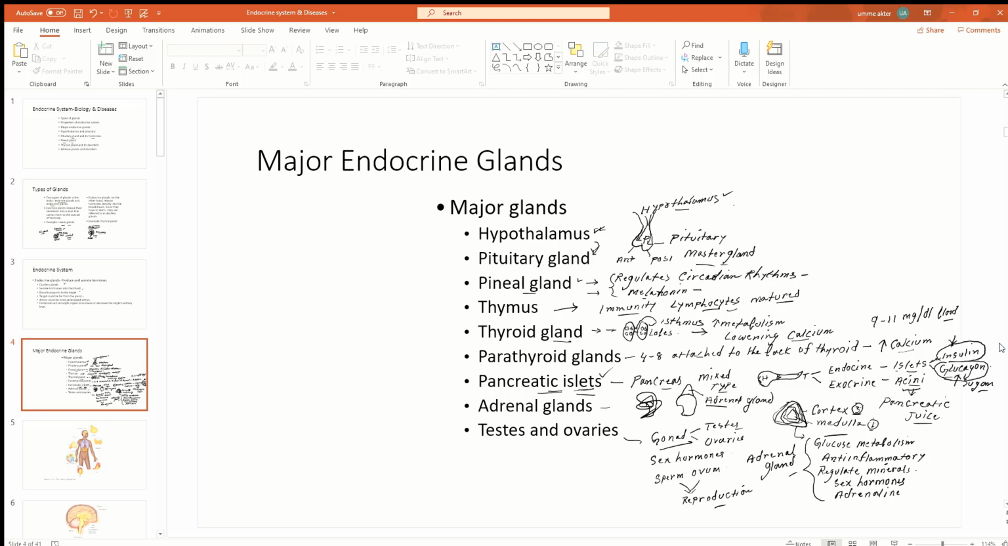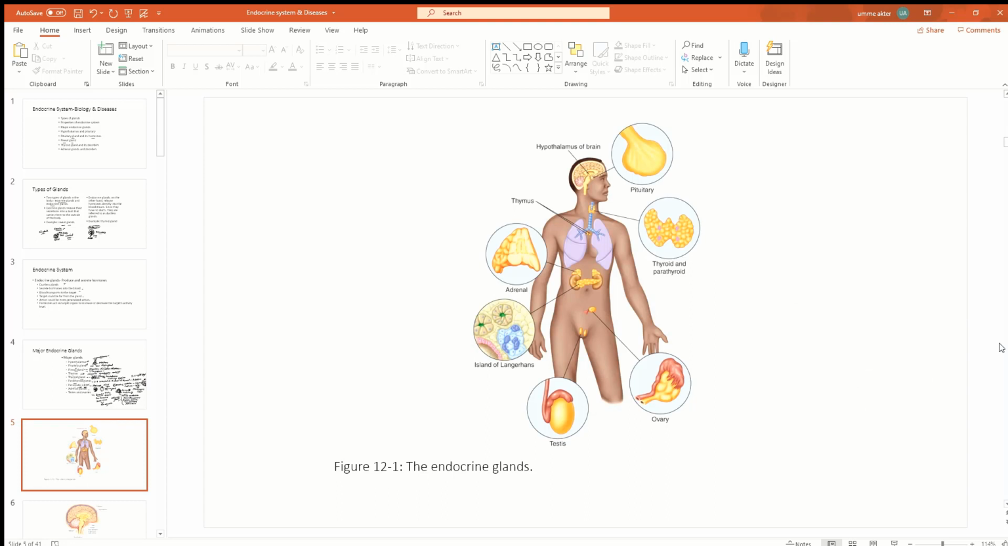Okay, so in this slide I explained the important functions of the glands and the locations. So that is very important. You all need to remember what I said from this slide. So here you see the locations again. In the brain you have the hypothalamus, you have the pituitary below the hypothalamus, and also you have the pineal. It's not shown here. So those three are in the brain.